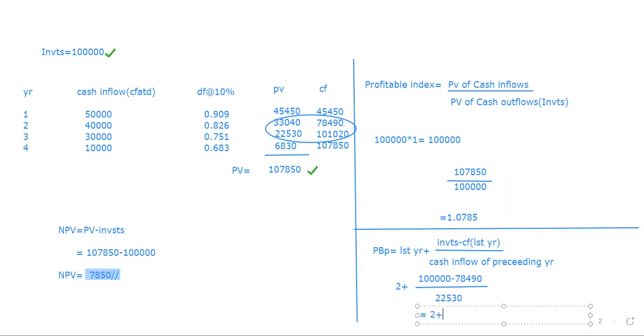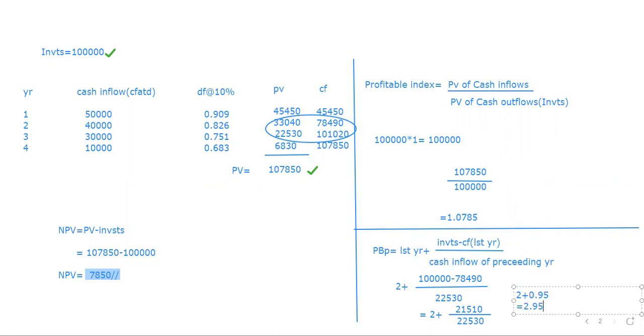So 2 plus 21,510 divided by 22,530. Therefore, the answer is equal to 2 plus, we'll divide it now: 21,510 divided by 22,530 is equal to 0.95. So which is equal to how much now?